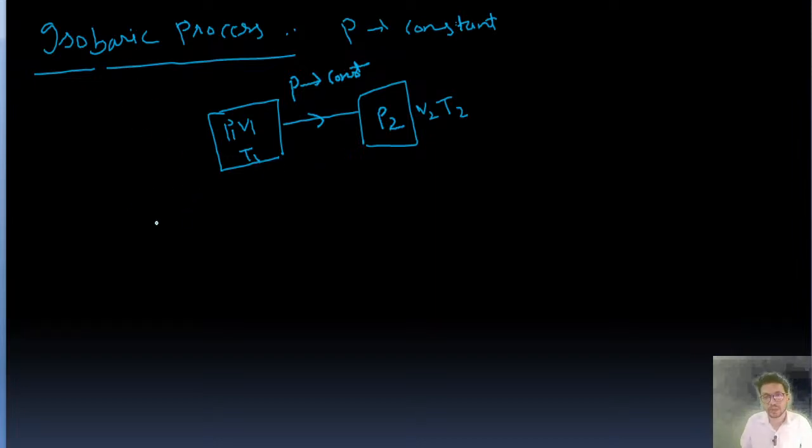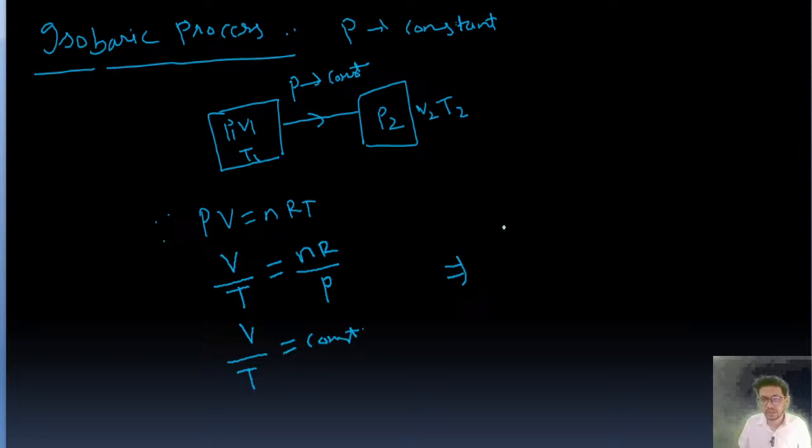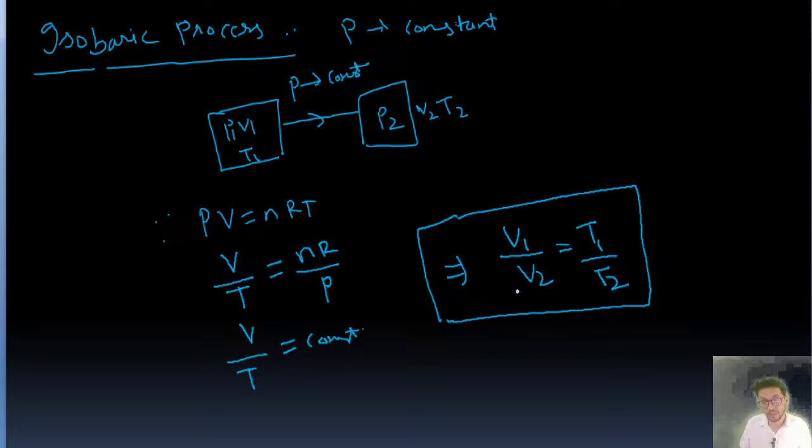So in the isobaric process, since we know PV equal to nRT, that is the ideal gas equation, right? So from here, since P is constant, V upon T is going to be nR upon P, which is constant. This implies V upon T equal to constant. So from here, V1 upon V2 equal to T1 upon T2. This is the case of the isobaric process where, my apology, pressure is constant. So V1 upon V2 equal to T1 upon T2.